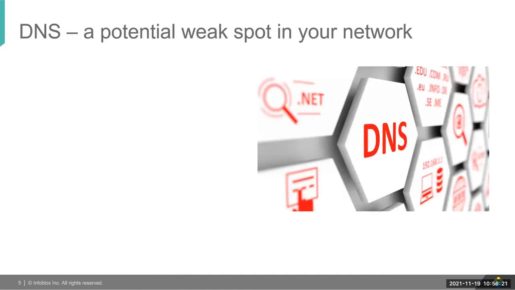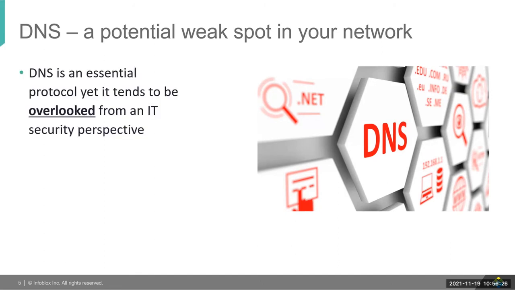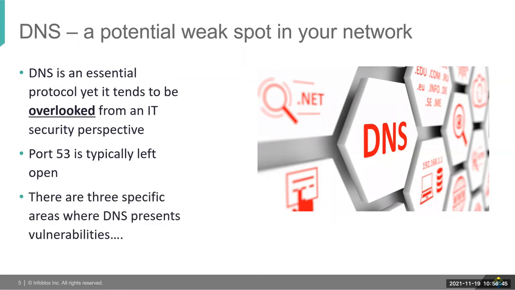So I touched upon DNS being a potential weak spot in your environment. Since it is being overlooked because it's such a foundational protocol, when we think of DNS, we think of port 53. And port 53, in order to access the web or web domains, is typically left open and thus tends to be left under-protected or unprotected. So you may ask, what are the areas where DNS can be overlooked or exploited? There are three specific areas that we should look at.